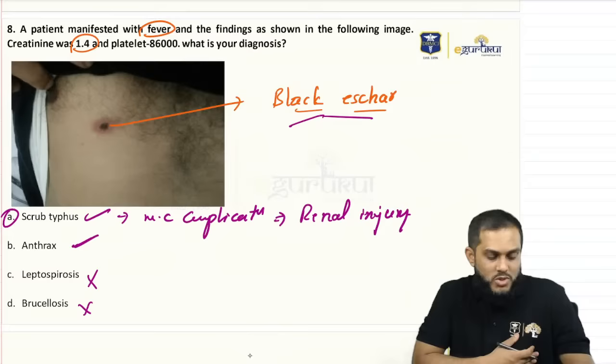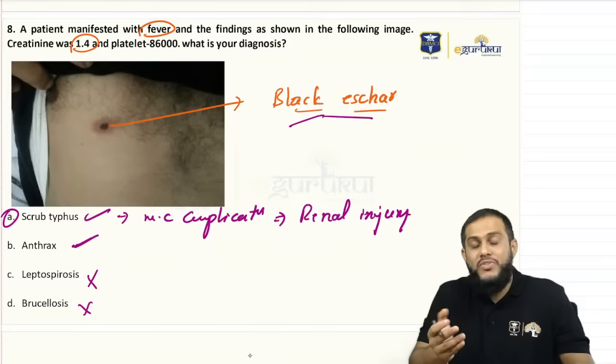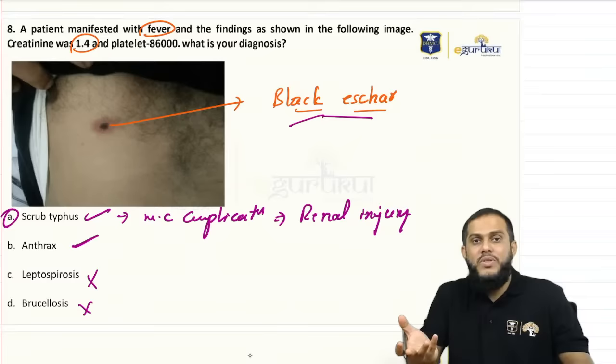Otherwise, with this question, with these findings, we can say it is scrub typhus. Otherwise, without creatinine in this question, scrub typhus and anthrax are both possible. Then they should have given some key point favoring anthrax, like cattle or something. They have to give the animal.